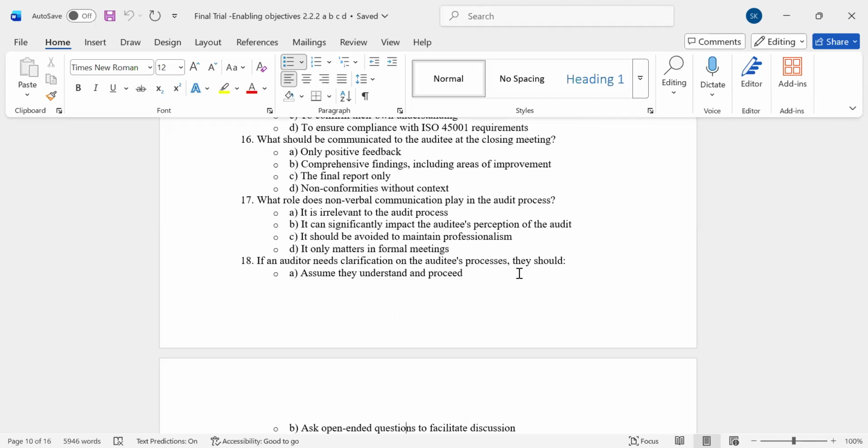What should be communicated to the auditee at the closing meeting? Point A, only positive feedback. Point B, comprehensive findings, including areas of improvement. C, the final report only. D, non-conformities without context. Should be point B. Right. Anybody else? Any other answer?